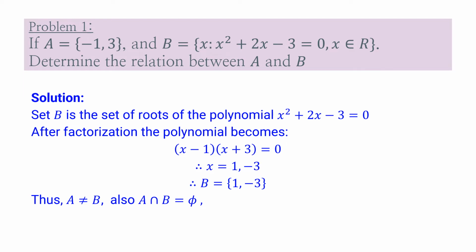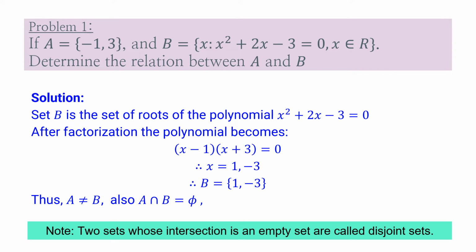Thus, we can clearly see that sets A and B are not equal. Neither is there any element between them that is common. Therefore, A is not equal to B, and also A intersection B is an empty set. Also note that two sets whose intersection is an empty set are called disjoint sets.